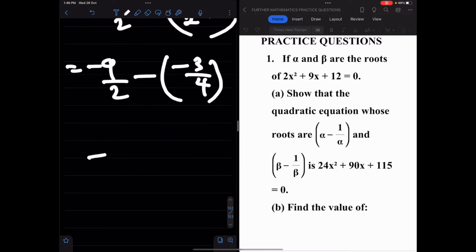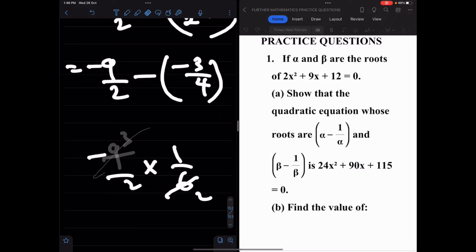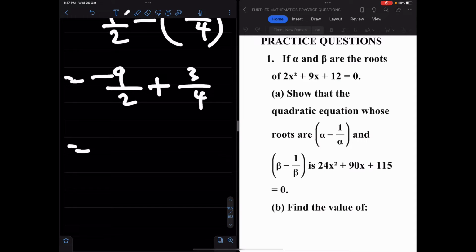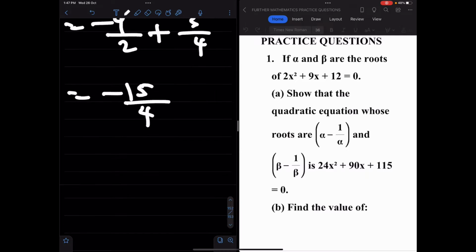If you work that out, minus 9 over 2 divided by 6 means times 1 over 6, 3 twos, 3 threes, and that's minus 3 over 4. So when we simplify further, we're going to get minus 9 over 2 plus 3 over 4, which is the same as minus 15 over 4.